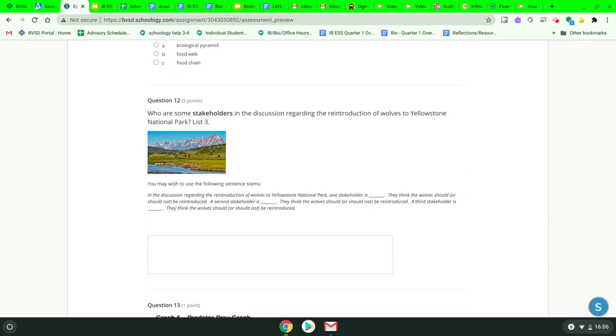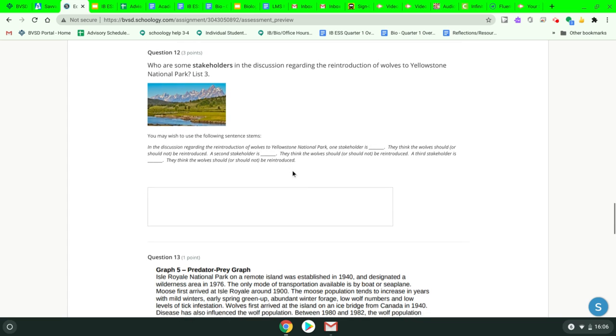Question 12. Who are some stakeholders in the discussion regarding the reintroduction of wolves to Yellowstone National Park? Remember, a stakeholder is a person who has a concern about a particular issue. You may wish to use the following sentence stems.